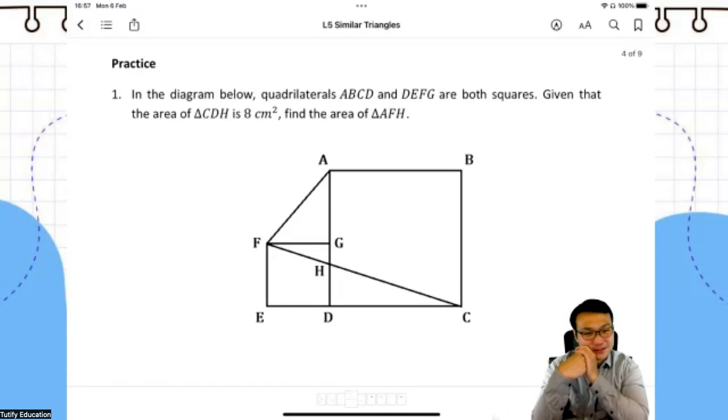Oh, Embriel, you have seen the question in another worksheet. Very good. At least you did your revision.